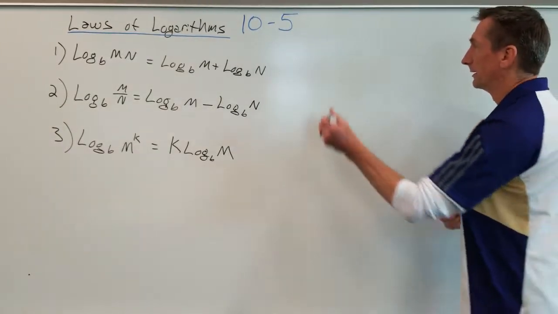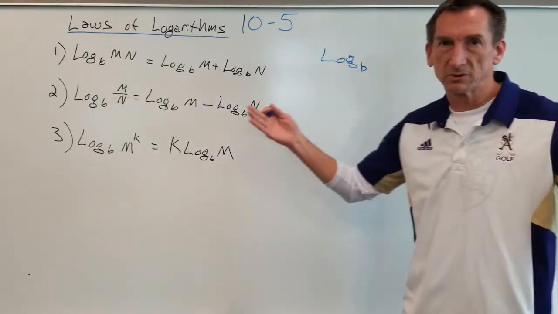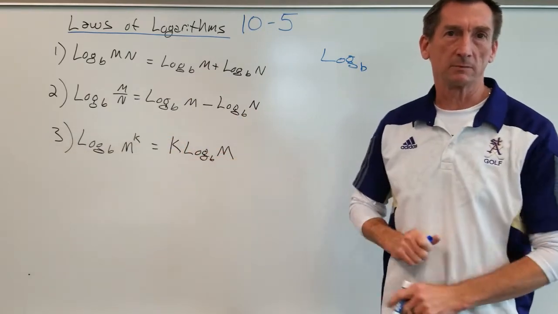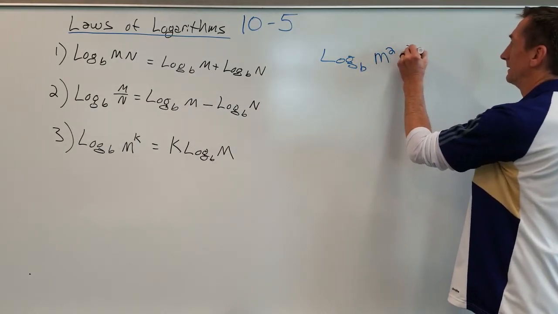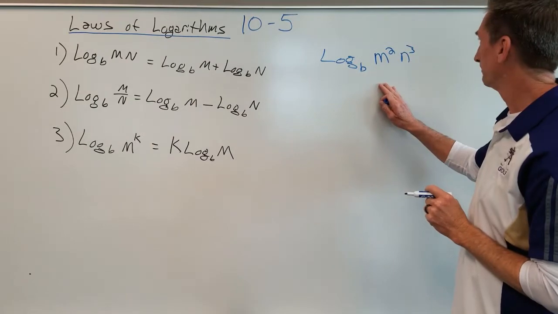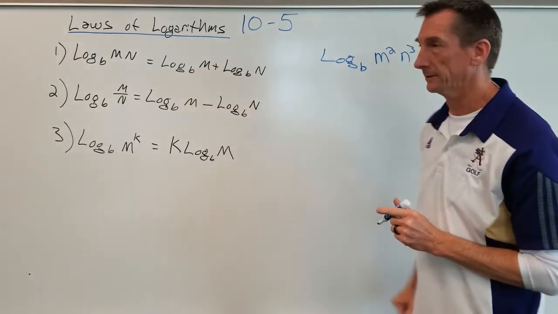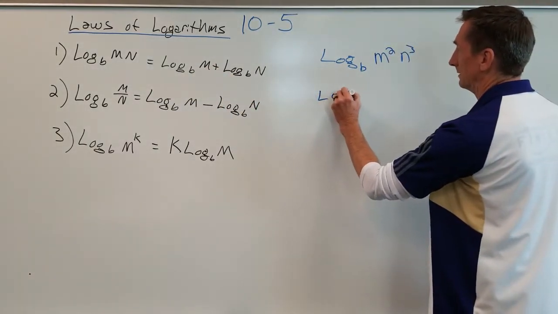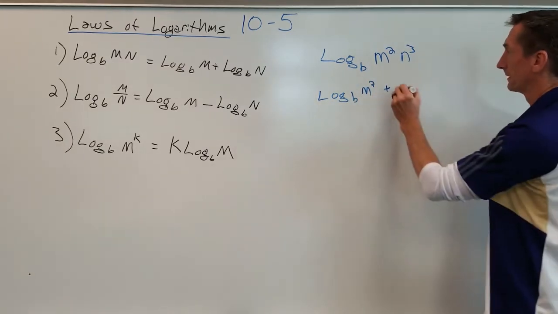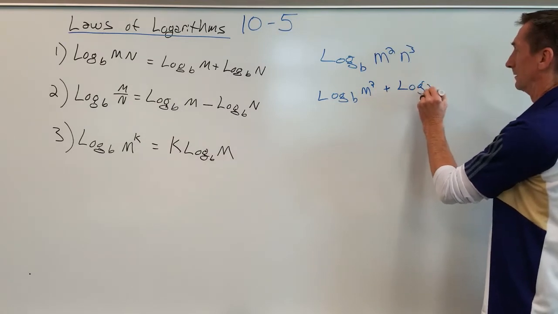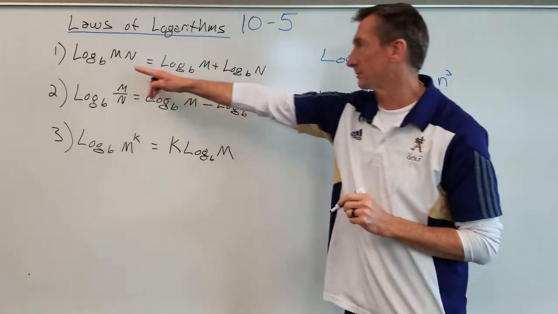Okay, suppose I have log, we'll just use base b here, which just means any base, okay? So it really doesn't matter what base we're in, of m squared n cubed. Okay, so first of all, I see I have two things that are multiplied together, so I'm going to use law number 1 to write this as log m squared plus log n cubed. Okay, so I broke it up because they were multiplied.